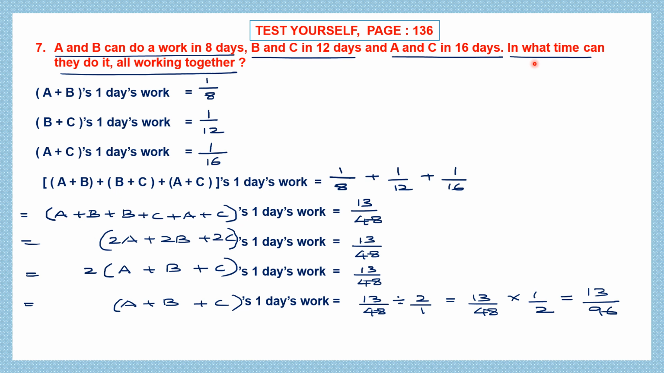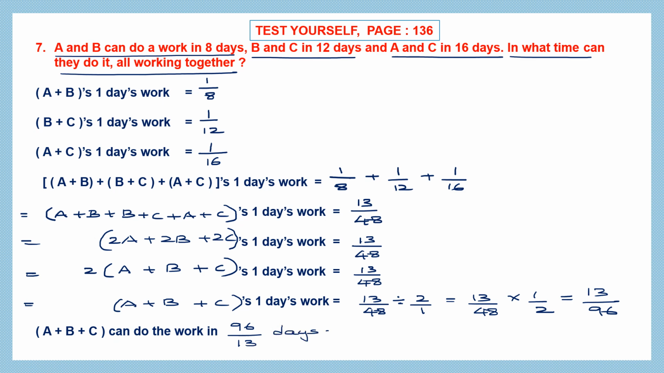So here we are asked to find in what time can they do it all working together. So if the one day's work is this, then the time that is taken to work will be the reciprocal of this. So A plus B plus C can do the work in 96 by 13. We have to write the reciprocal, 96 by 13 days.